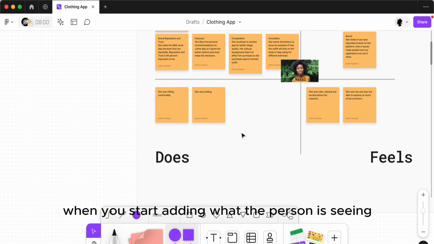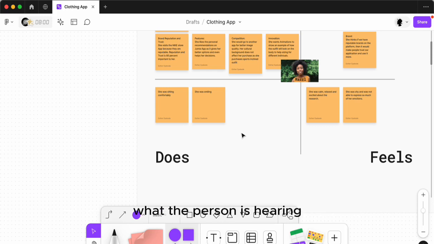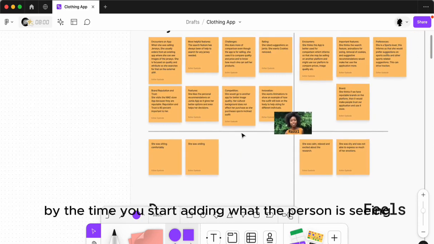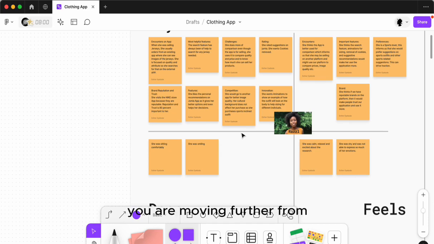When you start adding what the person is seeing, what the person is hearing, you are no longer writing a simple or a traditional empathy map, because what we have here is just a simple traditional empathy map. By the time you start adding what the person is seeing, what the person is hearing, you are moving further from writing a traditional empathy map.